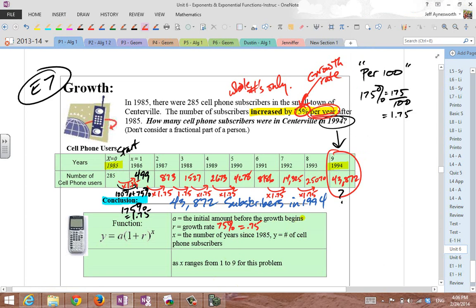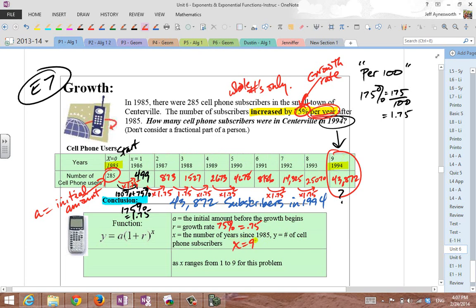The initial amount before the growth began is right here. That's the initial amount. Take good notes, okay? Go ahead and label everything. That's your A right here. A equals the initial amount. R equals your growth rate as a decimal or a percentage. But when you substitute in here, it's a decimal. X is the number of years since 1985. So we've got 1, 2, 3, 4, 5, 6, 7, 8, 9 years since 1985. So x here is going to be equal to 9.